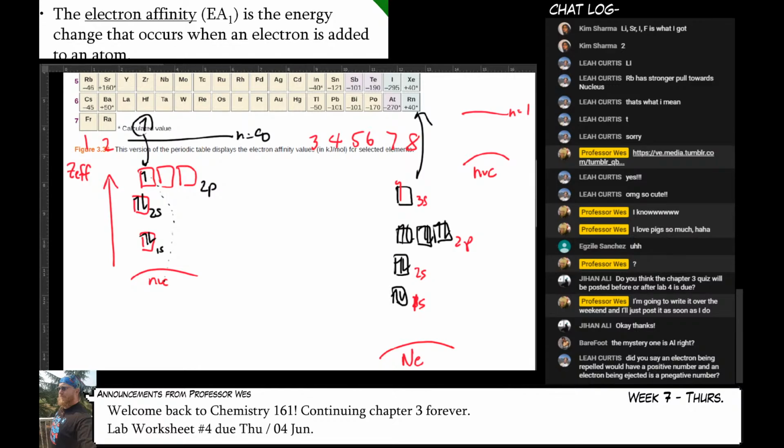So for, oops, I just made my window smaller by accident. Let me see if I can fix that. There we go.